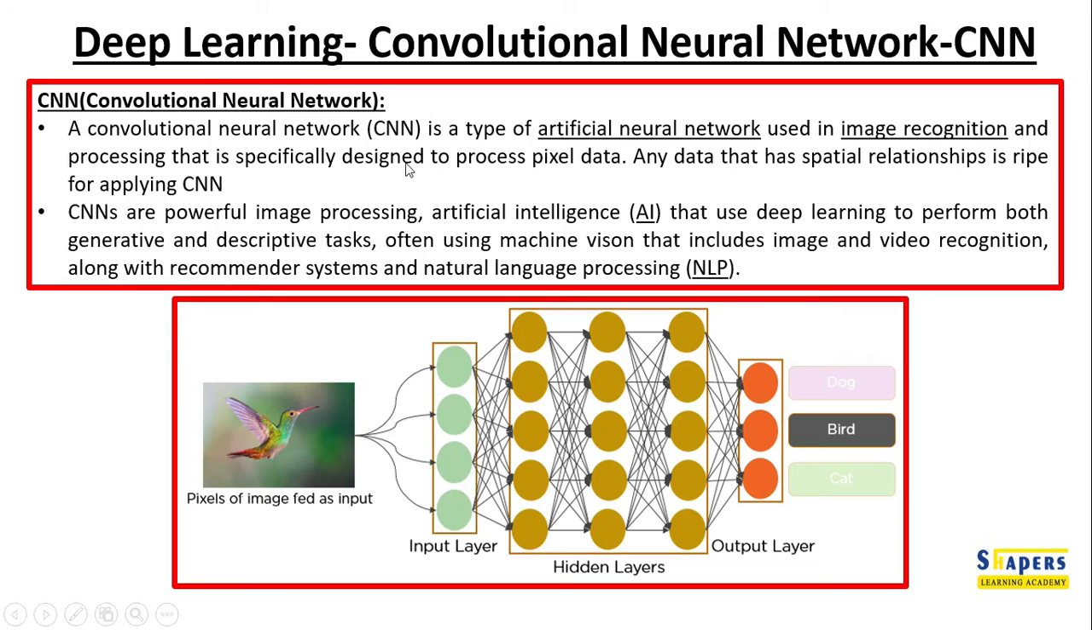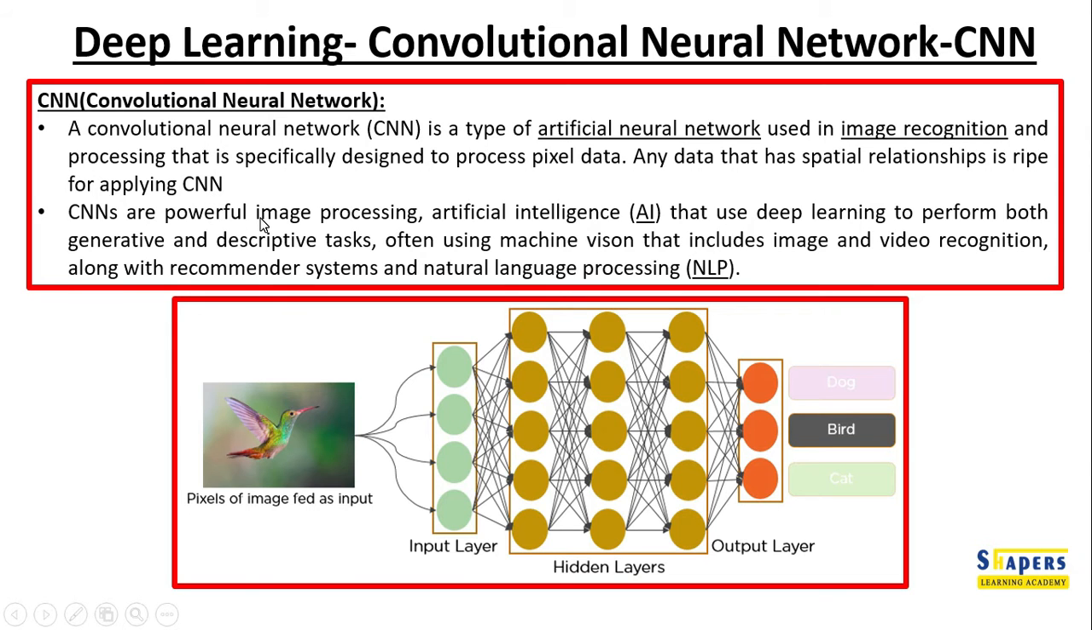So a convolutional neural network is a type of artificial neural network used in image recognition and processing that's specifically designed to process pixel data. Any picture that we have is actually a collection of pixels, right? So any data that has spatial relationships is ripe for applying CNN. When we speak about spatial relationships, it's nothing but the relationship between the pixels, the relationship between the colors of the pixels. So any data that has spatial relationships is ripe for applying CNN.